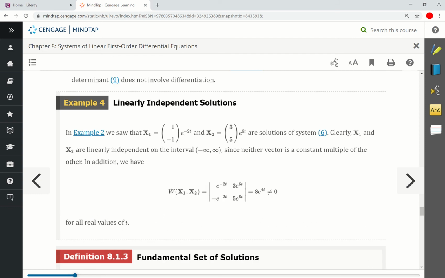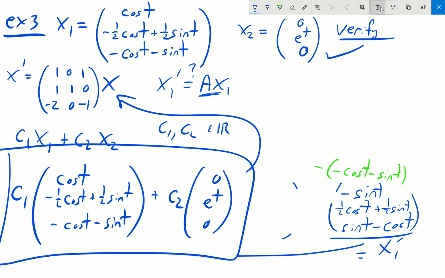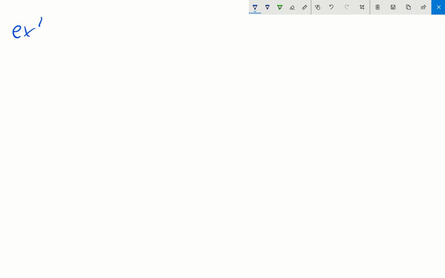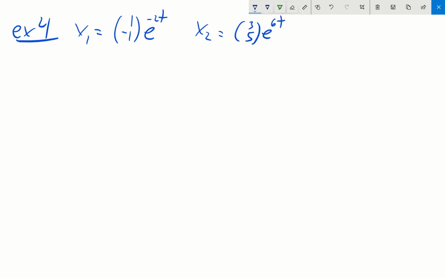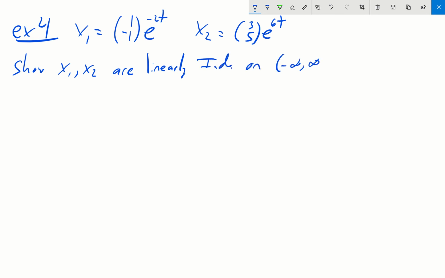Let's take a look at the next one. Let's take a look at example 4. In example 4, let's suppose that we have x1, which is equal to (1, negative 1) times e to the negative 2t, and x2, which is (3, 5) times e to the 6t. We showed in example 2 that these were solutions to some differential equation earlier. Let's also check now that x1 and x2 are linearly independent, on the entire real numbers.